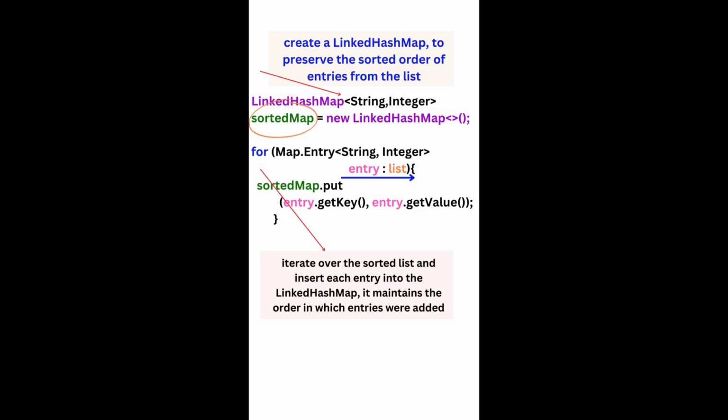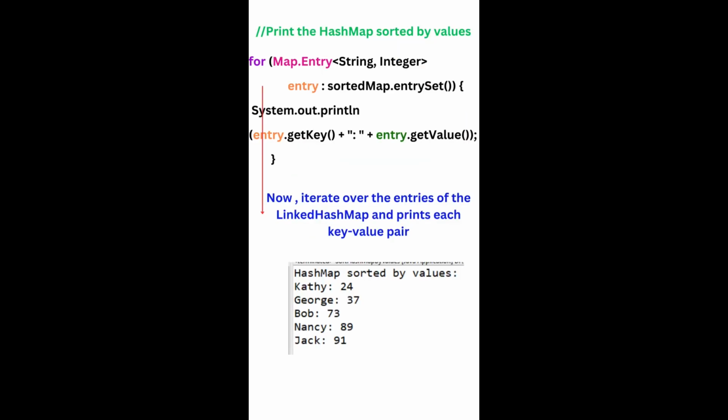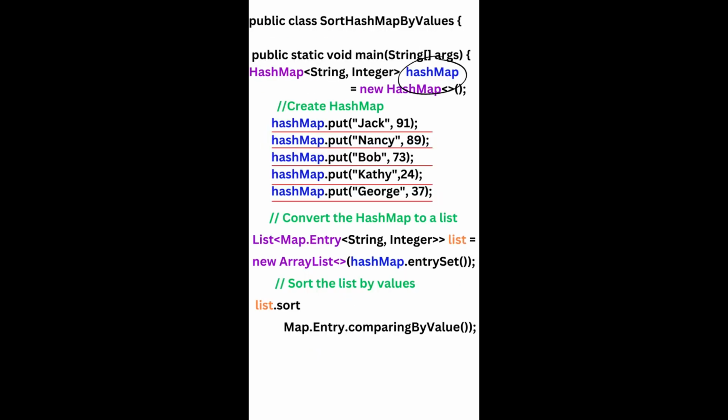Next, create a linked hash map to preserve the sorted order of entries from the list. By iterating over the sorted list and inserting each entry into the linked hash map, it maintains the order in which entries were added. Now, iterate over the entries of the linked hash map and print each key value pair. Execute the code and check the output.